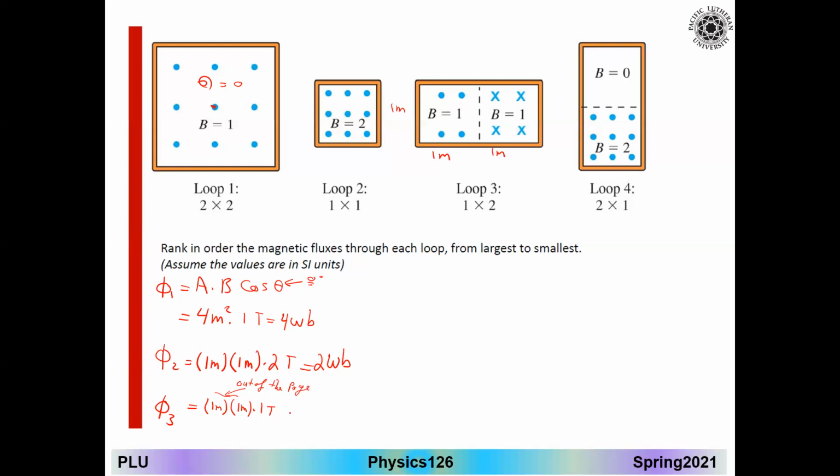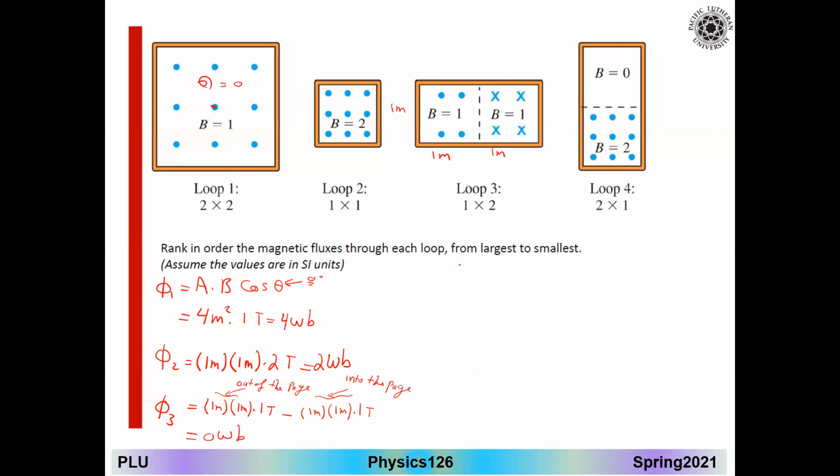Now the second part goes in the opposite direction, so we can describe that with a negative sign. We have the same area, 1 meter times 1 meter times 1 Tesla, and this part is into the page. So basically they cancel each other, and I end up with 0 Weber in that case.